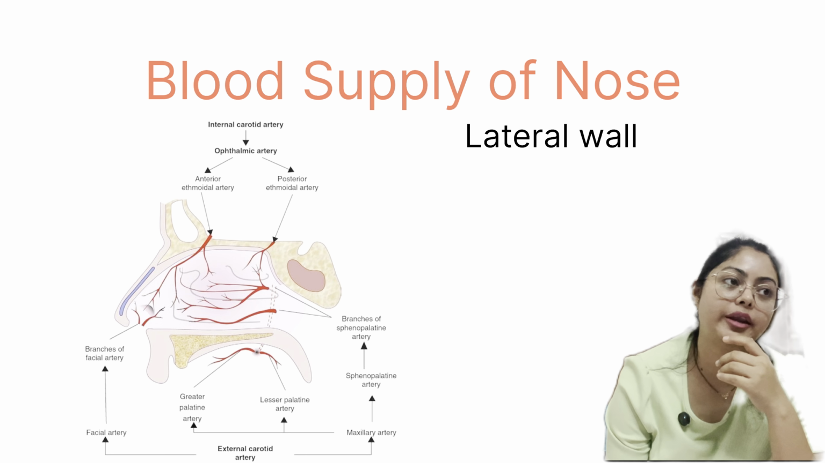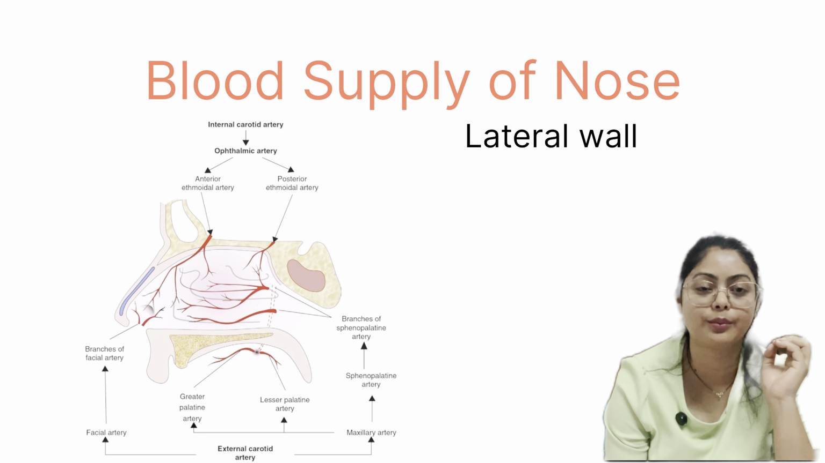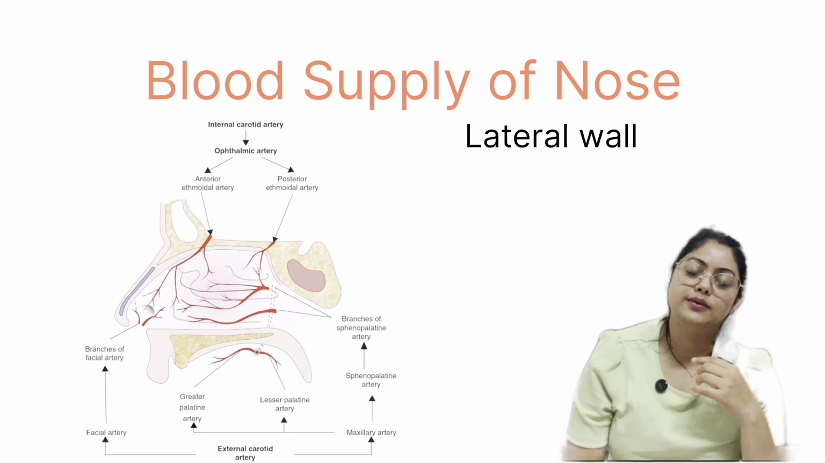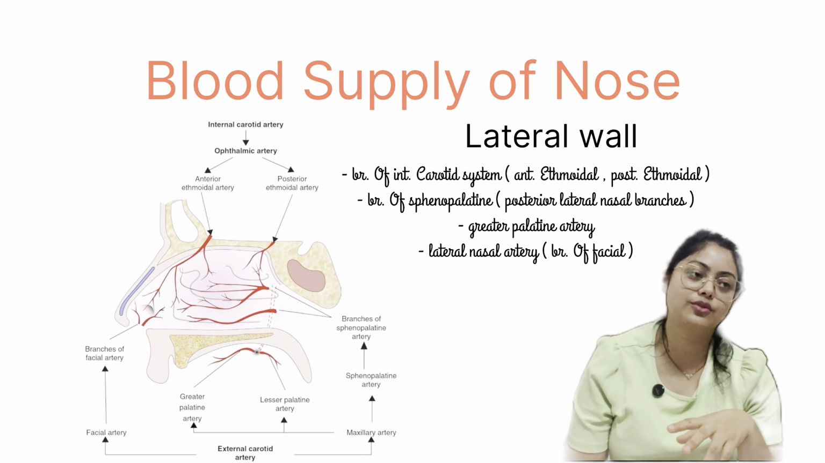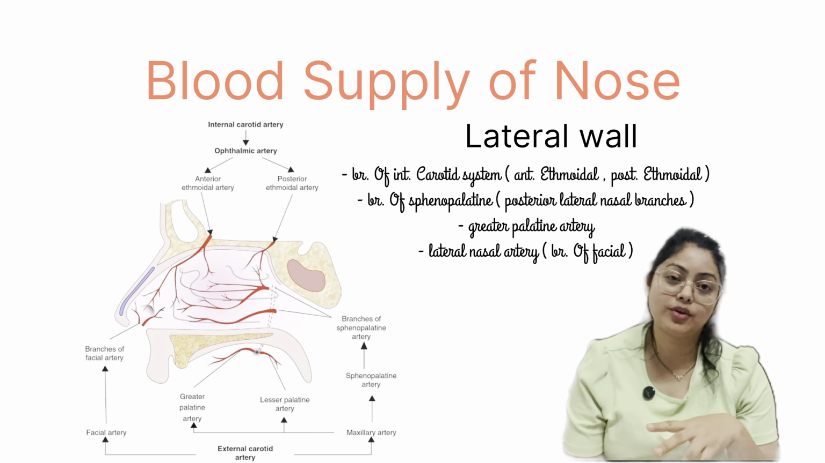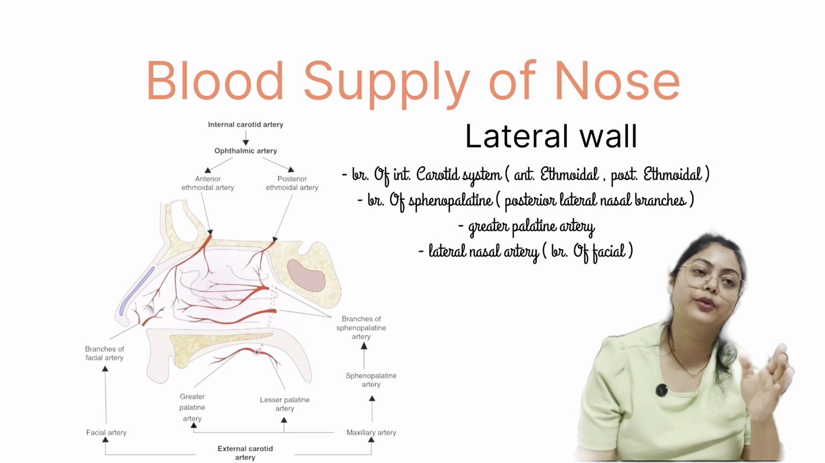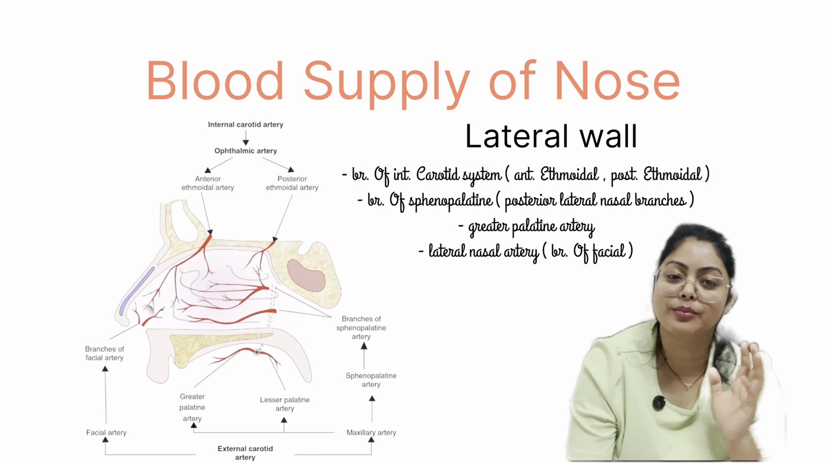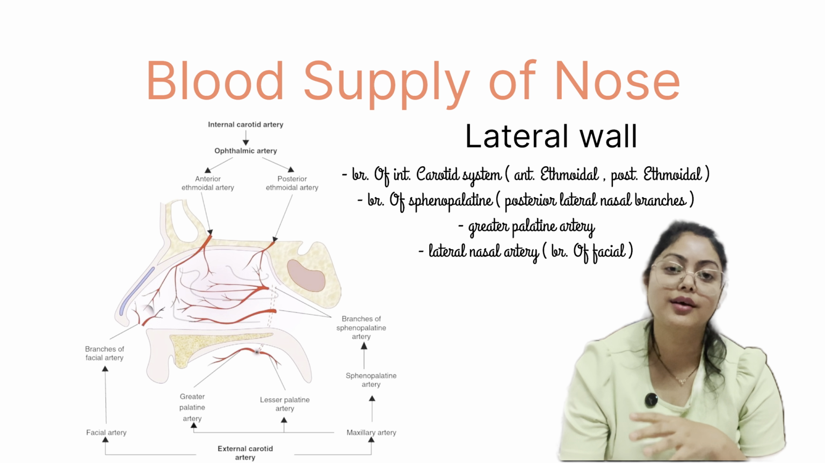The lateral wall is supplied by the branches of the internal carotid system, that is again the anterior and the posterior ethmoidal arteries, which are branches of the ophthalmic artery, and by branches of the external carotid system: posterior lateral nasal branches from the sphenopalatine artery. Then we have the vestibular artery, again a branch of the external carotid system, or a branch of the anterior superior dental artery, which is from the infraorbital branch of the maxillary artery, and the facial artery to the nasal vestibular area.